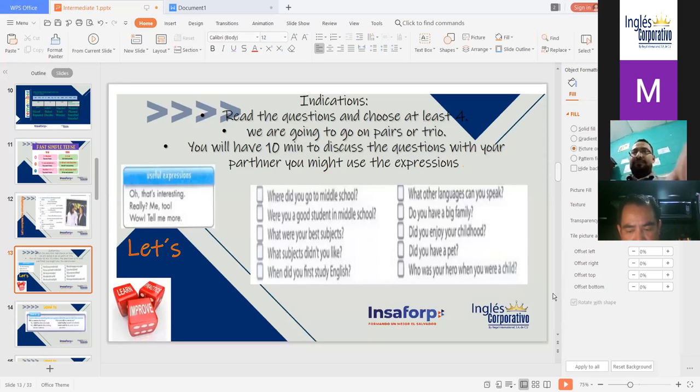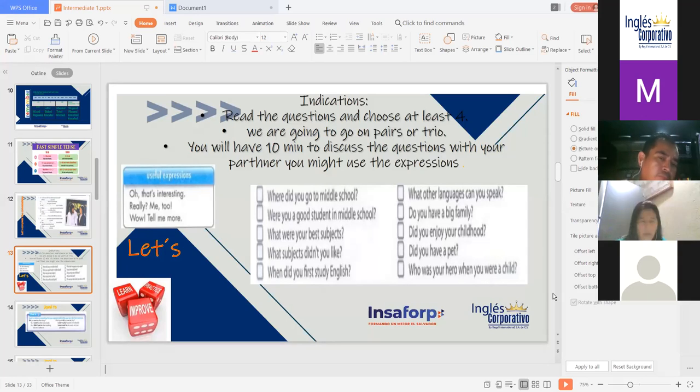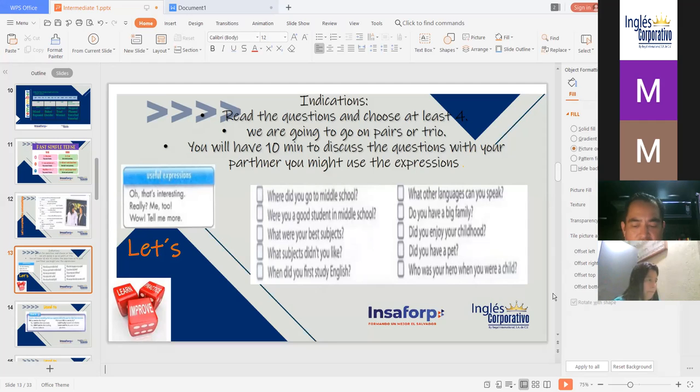Was there any question regarding these questions? ¿Alguien tiene alguna pregunta concerniente a las preguntas acá? O algo que les cause inquietud, something that hasn't been clear, or something that you have any doubt on. Yes, teacher. In the question, what other language can you speak? The answer is: I can speak only Spanish. It's a good answer. Yes, you can answer it like that. I can speak just Spanish or only Spanish.